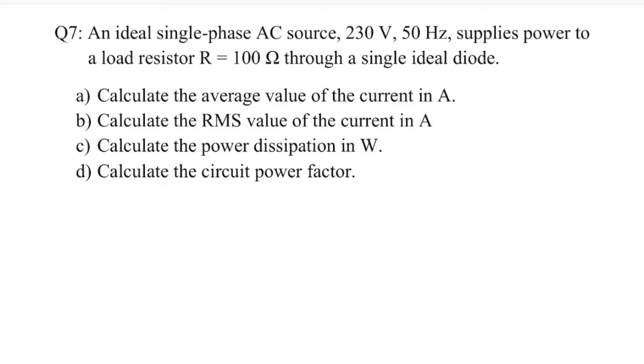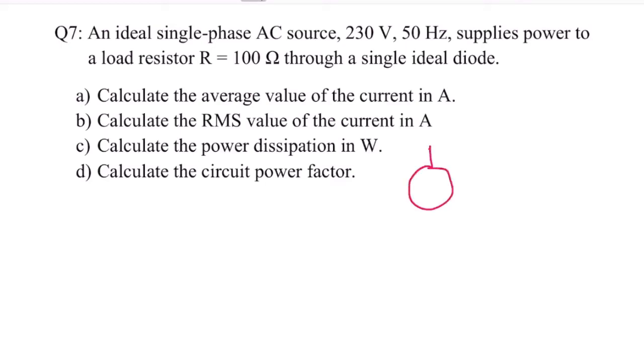An ideal single phase AC source, 230 volts 50 Hz, supplies power to a load resistor R equal to 100 ohms through a single ideal diode. The first one, calculate the average current in amperes. Calculate the RMS value of the current in amperes. Calculate the power dissipation in watts. Calculate the circuit power factor.